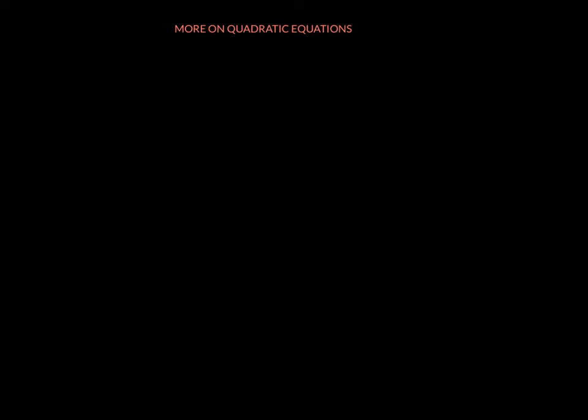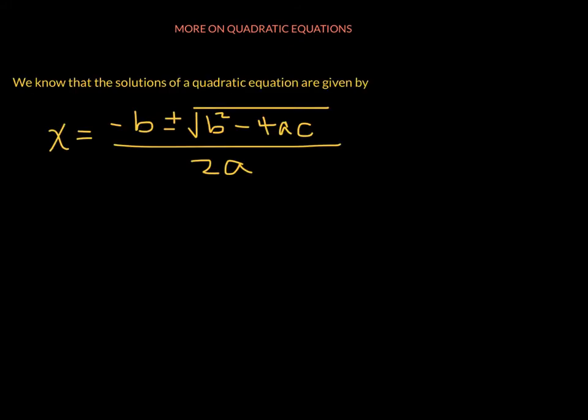In this lesson, we will study more about quadratic equations. In this first part, we're going to learn about something called the discriminant. When solving a quadratic equation, we know that the solutions are given by the quadratic formula: negative b plus or minus the square root of b squared minus 4ac, all over 2a. The solutions of the quadratic equation are found by using this formula.